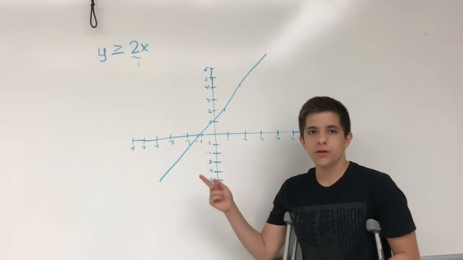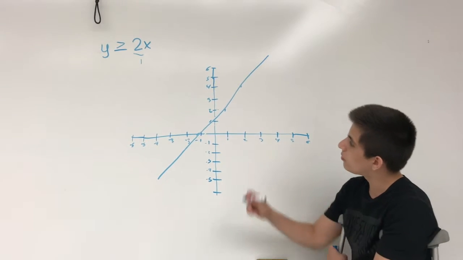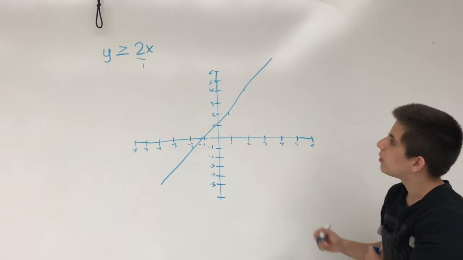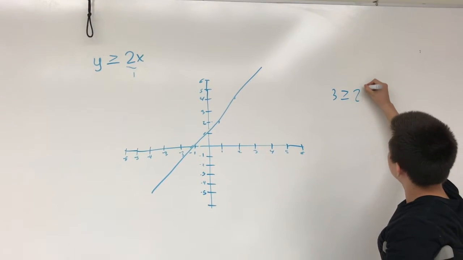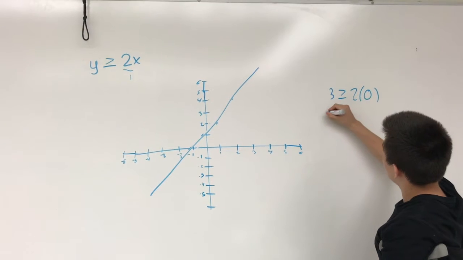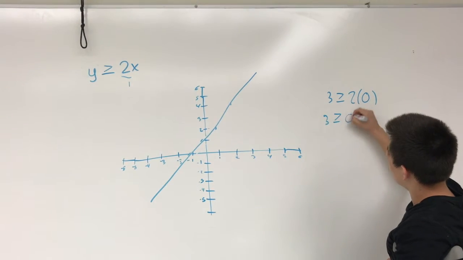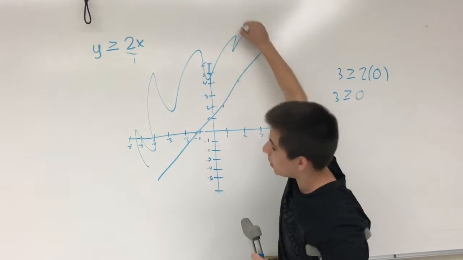So now we need to check which part of this line we need to shade. In order to do that, we need to graph one point here and one point here and replace it in our equation. So 3, 2, and 0. So we have 3 is greater than or equal to 0. So this is true. So then we need to shade this part.